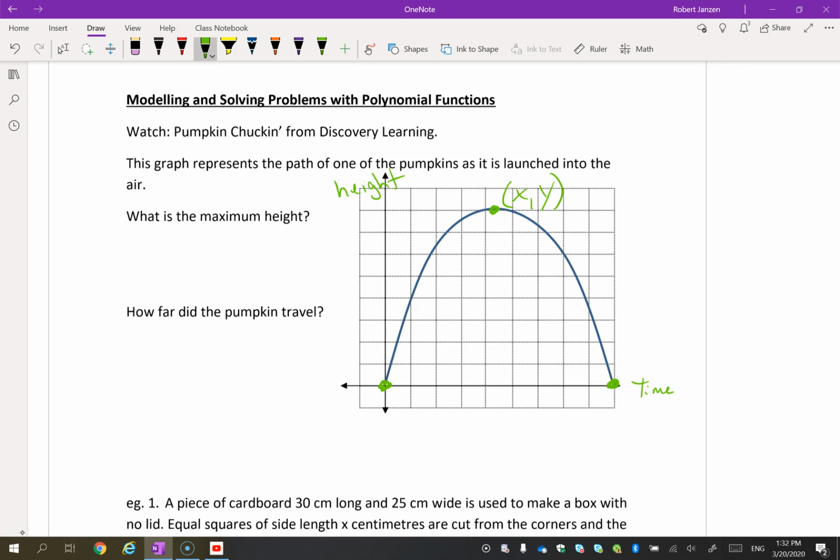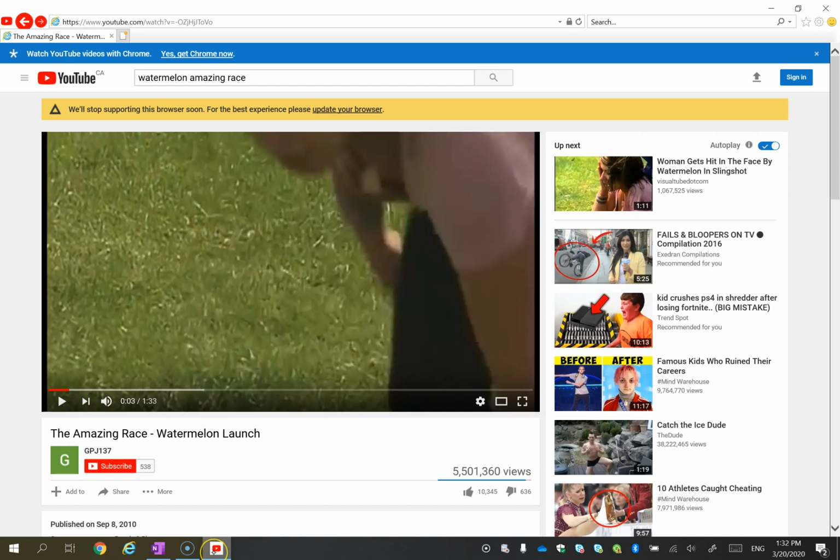In fact, I don't know if you remember this, but here's a little flashback to what a quadratic equation might have come from, the idea of shooting a pumpkin. Let's try this.